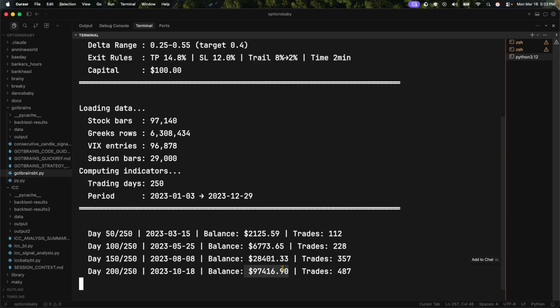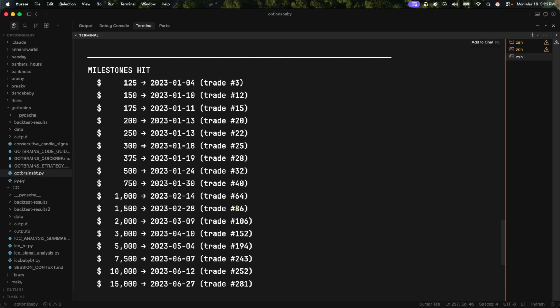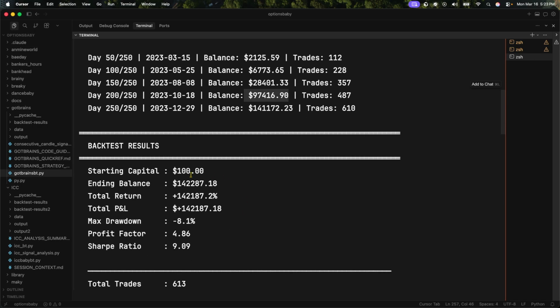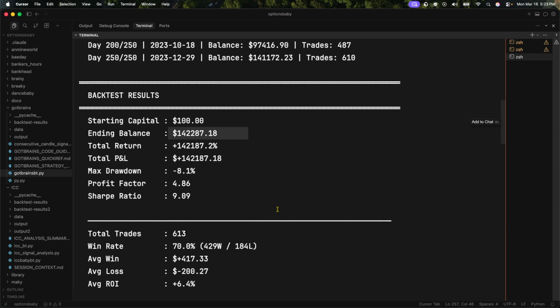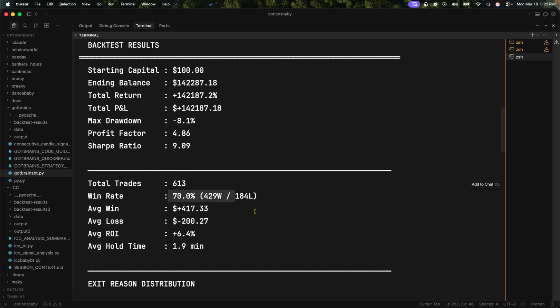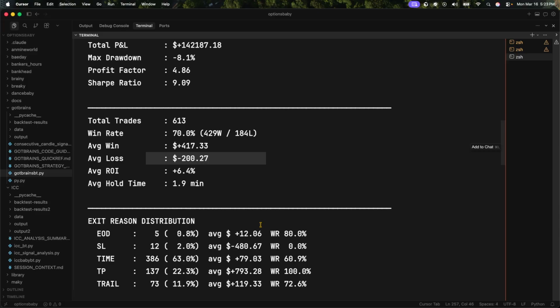So we can see that the strategy is robust. The strategy is able to be consistent, right? Now, one thing, 100 to 141,000, right? 70%. We're seeing consistency. $400, $200. Average loss 6.4%. It's not crazy numbers, fam. That's what I'm saying. Consistency is key.